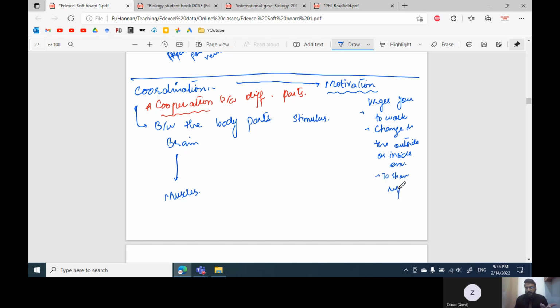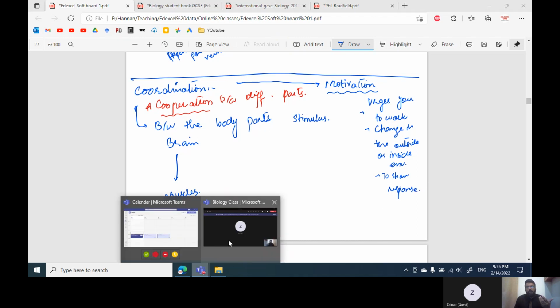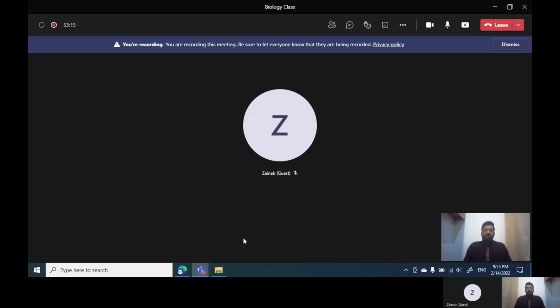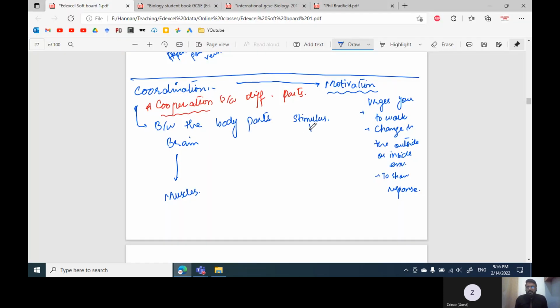Every time, response doesn't mean to work. Sometimes you take away your eyes from something. For example, you are going to the car and an intense light falls on your lenses. You take away your eyes. So it doesn't mean you have done some work. You have just tilted your head to the side. So it is also a stimulus. Stimulus is anything that urges you to show response.